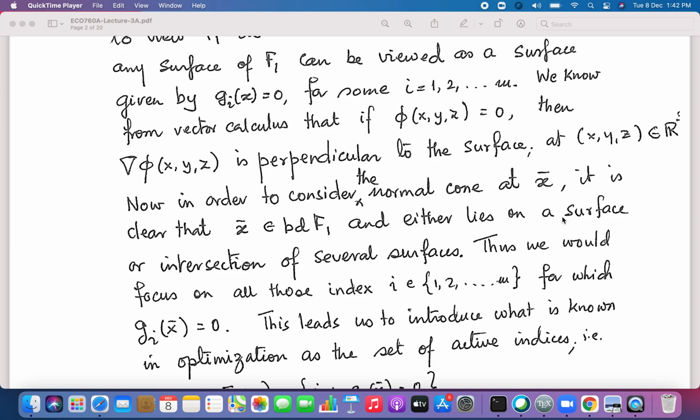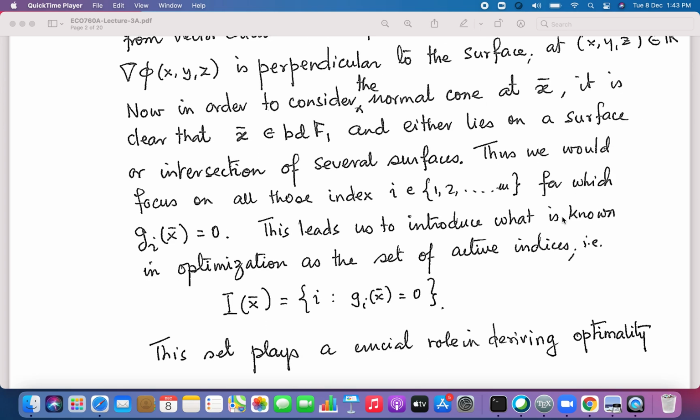So suppose there are 3 functions and the point is on the boundary of the intersection of 2 surfaces. Suppose g1 and g2 are those 2 surfaces, then g1(x bar) equal to 0 and g2(x bar) equal to 0 because they are on the boundary, while g3(x bar) must be strictly less than 0. So x bar is such that some of the g_i are satisfied with equalities and some with strict inequalities. And this brings us to a crucial notion called the active index set at a given point x bar.